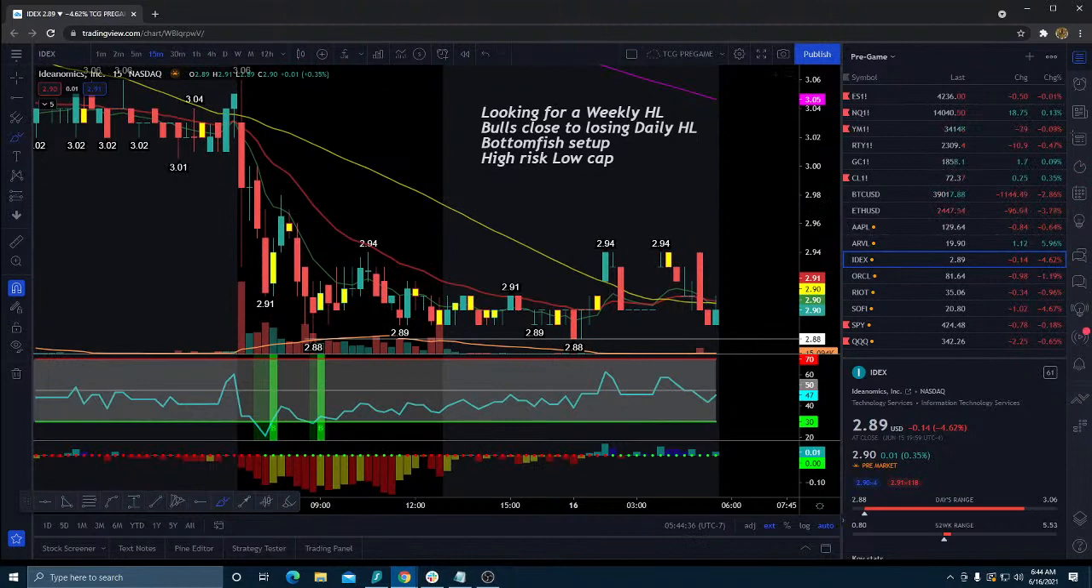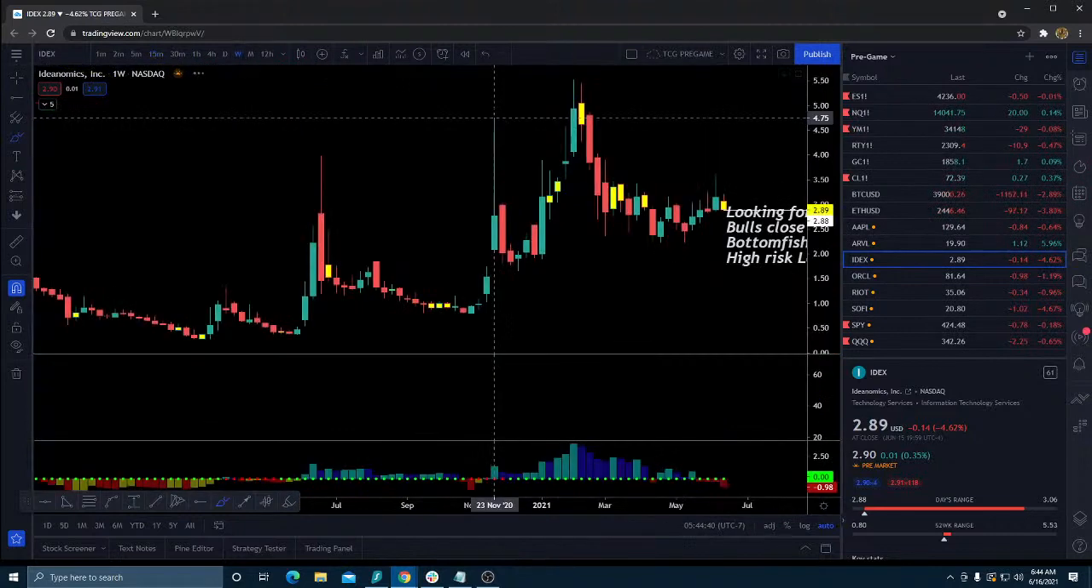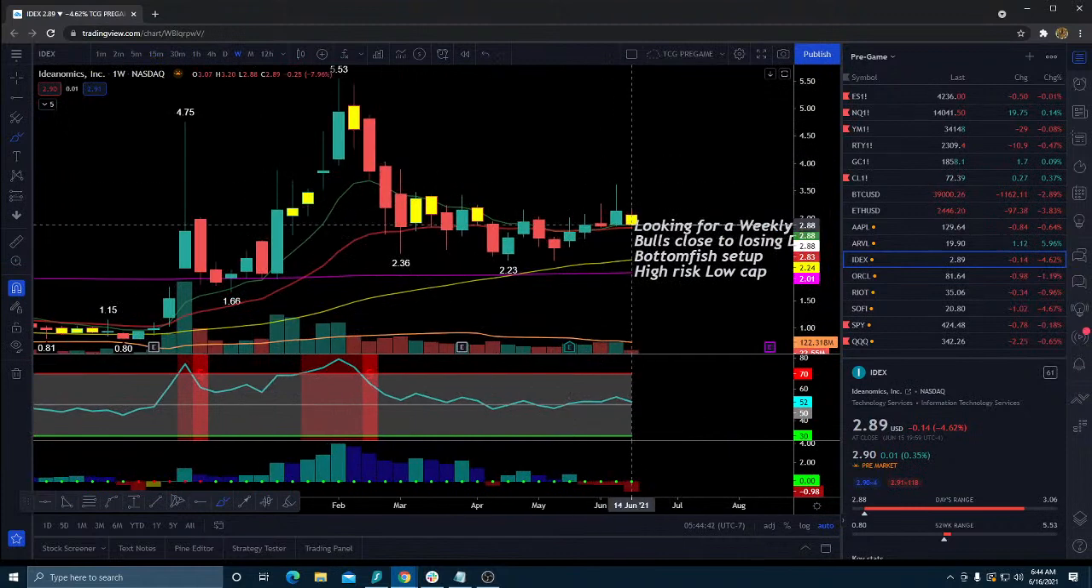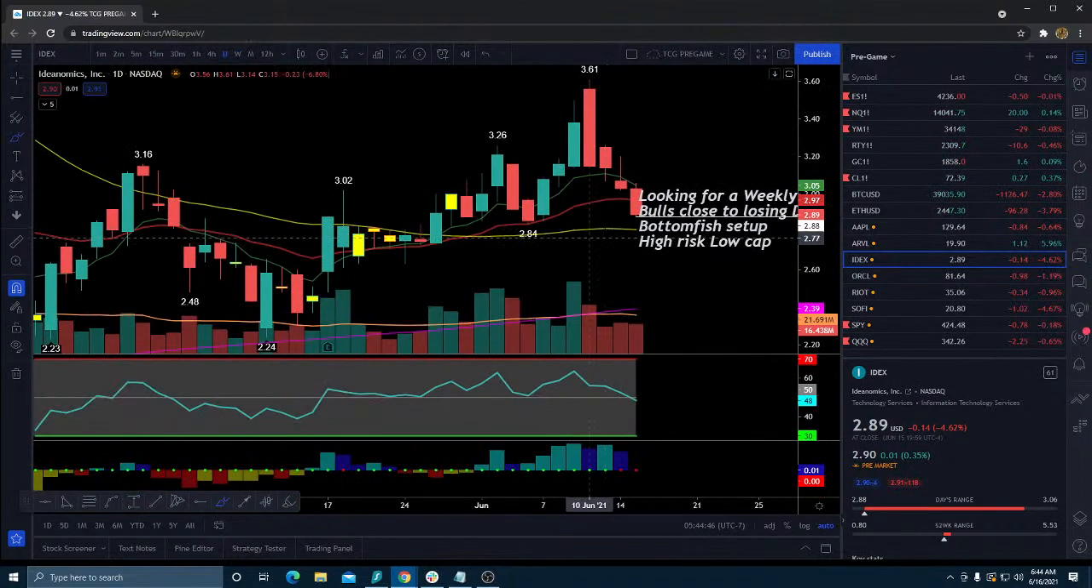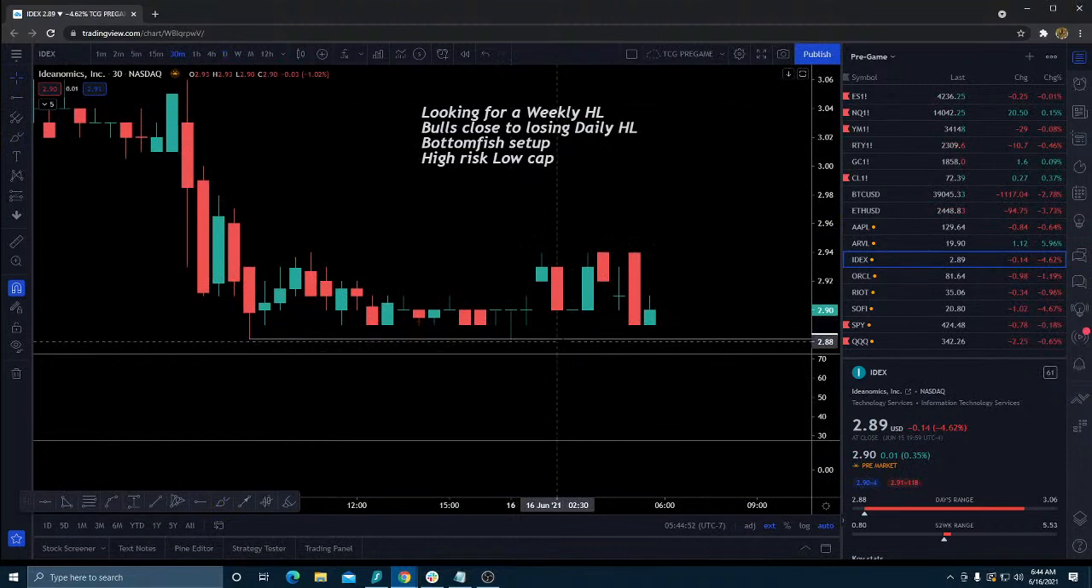IDEX. I like this risk to reward on IDEX. We are looking for a weekly higher low. And bulls are close to losing the daily. So on the weekly, we have until 2.24 for a weekly higher low. So plenty of room. On the daily, 2.84 is that key level. And now we have a little double bottom at 2.88.